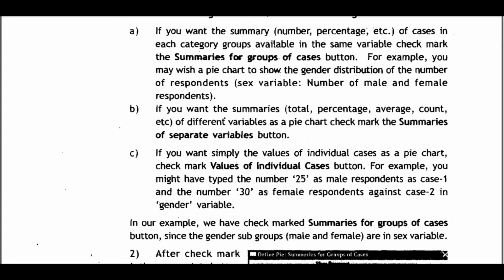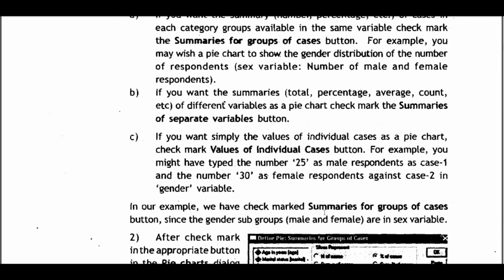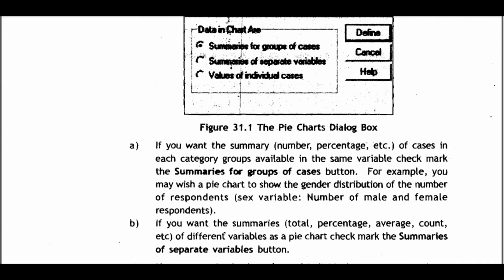If you want to show simply the value of individual cases as a pie chart, check mark the values of individual cases button. For example, you might have typed the number 25 as a male respondent in case 1, and 30 as a female respondent in case 2 in the gender variable. In our example, we have check marked the summaries of groups of cases button, since there are gender subgroups in the sex variable. There are two actually. So: summaries for groups of cases, summaries for separate variables, summary values of individual cases.